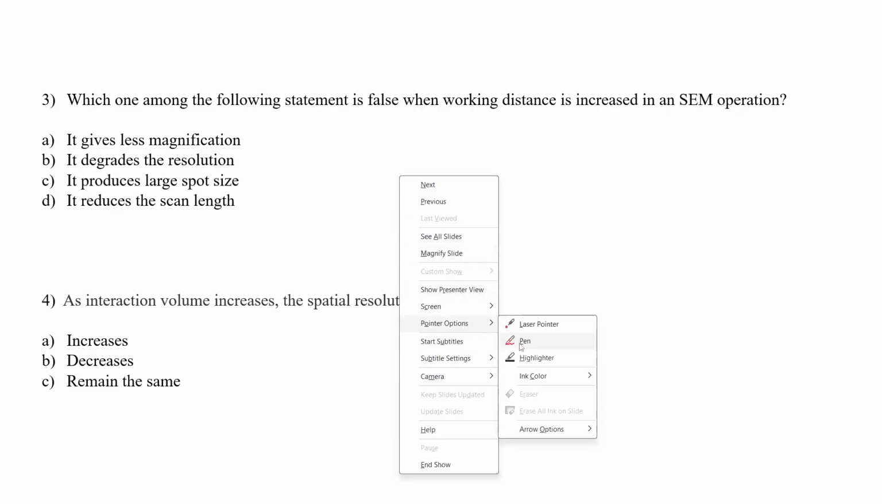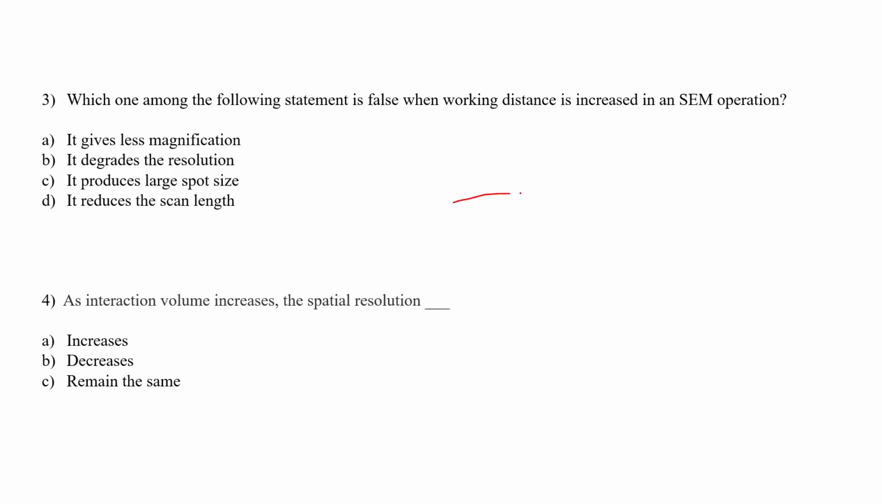Let me use the pen and explain to you. If this is your specimen, your interaction volume is this big, then next time, this is your whole probe. Next time if it scans here, it will have some overlap of the interaction volumes. This overlap will reduce the resolution.